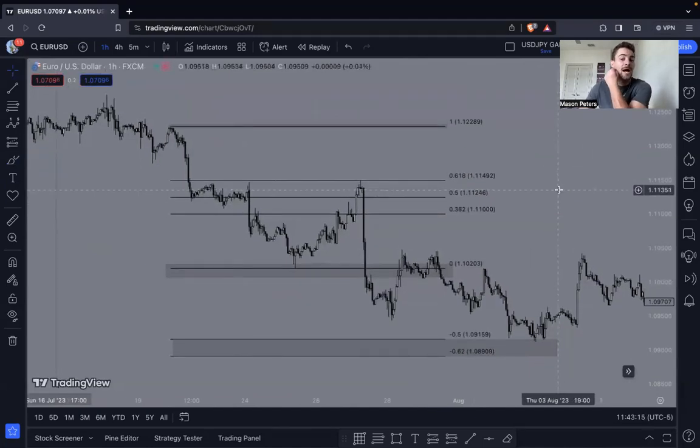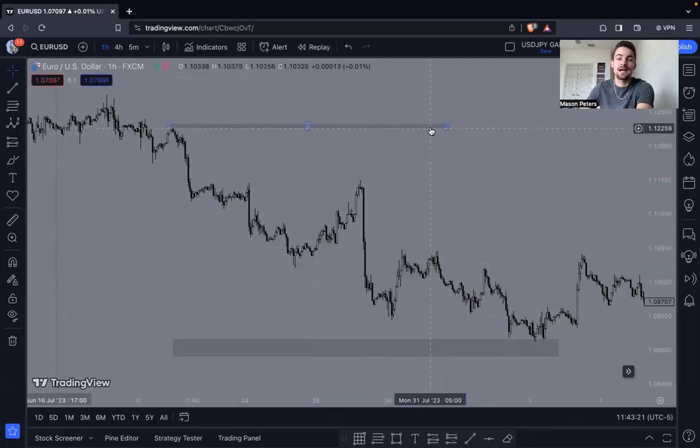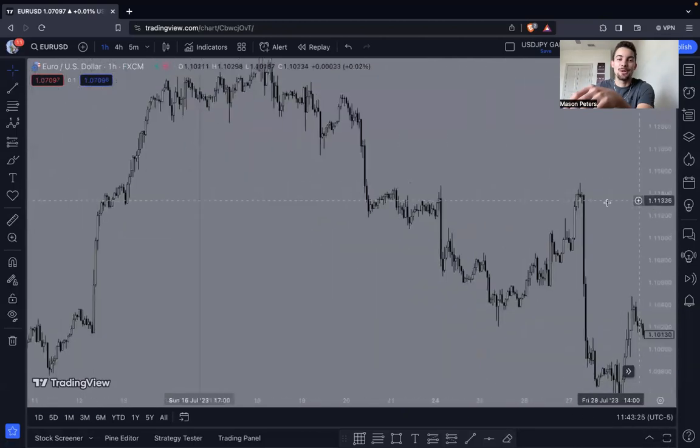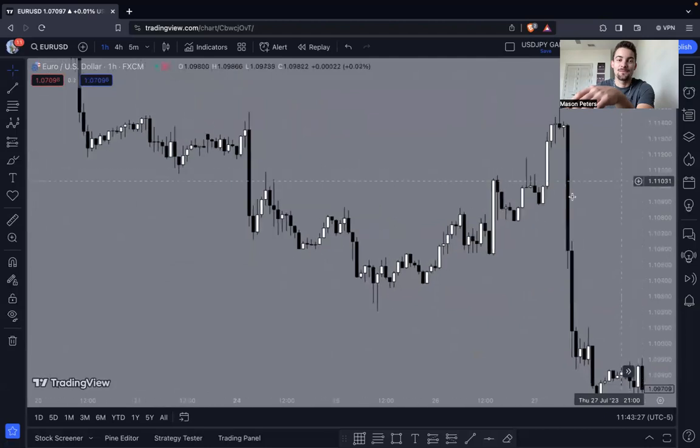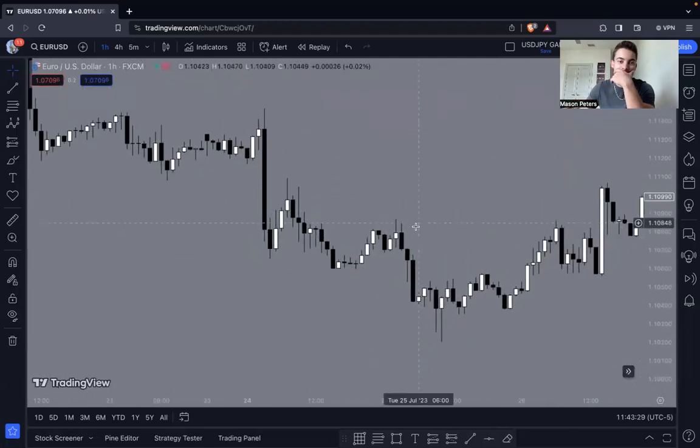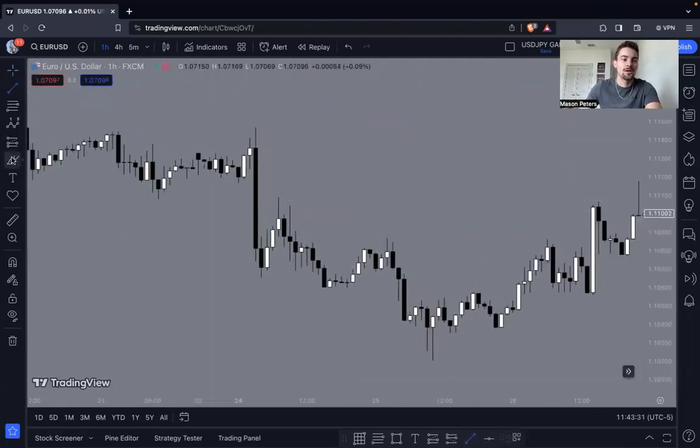Right. Now let's zoom in a little bit more. I'm going to get rid of these zones. We're looking at that higher time frame. Let's look at the smaller stuff here. Okay, we're in a downtrend. We have a lower high and a lower low.